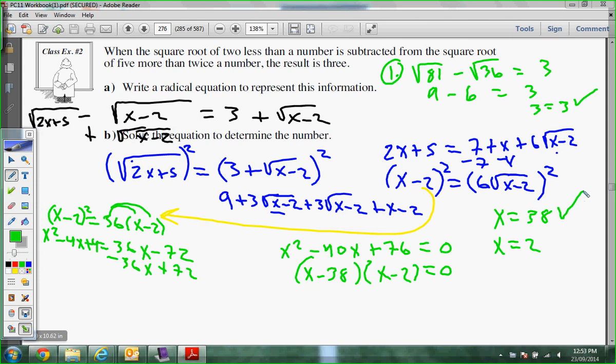Now at this point, like I told Sarah, most of the time it's going to be 1 or none, but you still can have 2. I can't just say 2 is not going to work because 38 did. It's not like that. Okay, let's try the second one here. I have 2 times 2 plus 5 is 9. 2 minus 2 is 0. Equals 3. Square root of 9 is 3. They both work. So your answer can be 2 or 38.